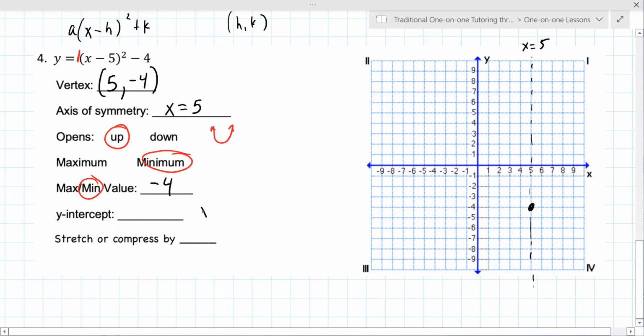The y-intercept comes from putting 0 in for x. So you have to write 0 minus 5, squared, minus 4.